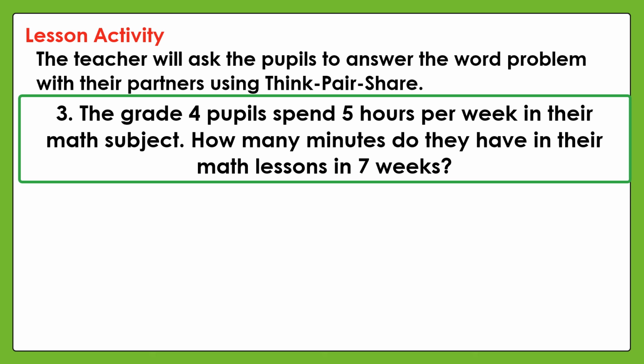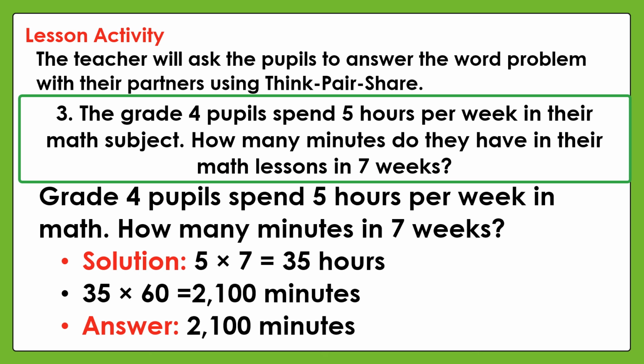Number 3, the grade 4 pupils spend 5 hours per week in their math subject. How many minutes do they have in their math lessons in 7 weeks? The solution, grade 4 pupils spend 5 hours per week in math. How many minutes in 7 weeks? Here's the solution. 5 times 7 is equal to 35 hours. 35 times 60 is equal to 2,100 minutes. The answer is 2,100 minutes.